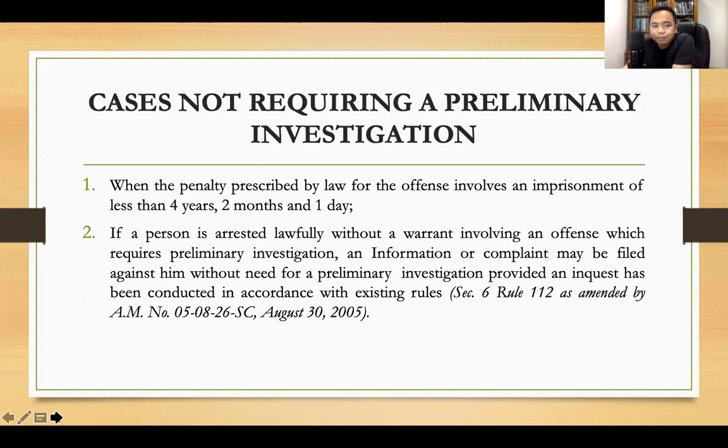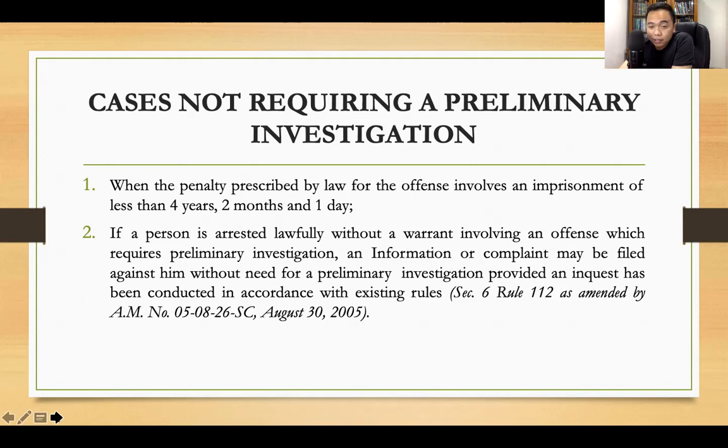No, tandaan niyo yan. Now, if a person is arrested lawfully without a warrant involving an offense which requires preliminary investigation, an information or complaint may be filed against him without the need of preliminary investigation, provided an inquest had been conducted in accordance with the existing rule. Yan yung mga tinatawag na mga warrantless arrest.